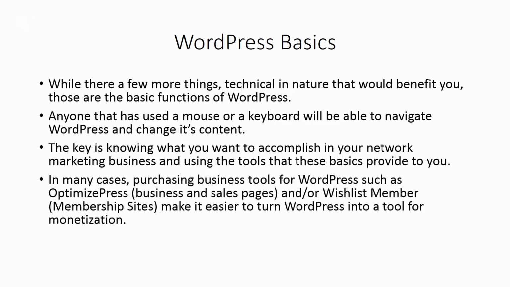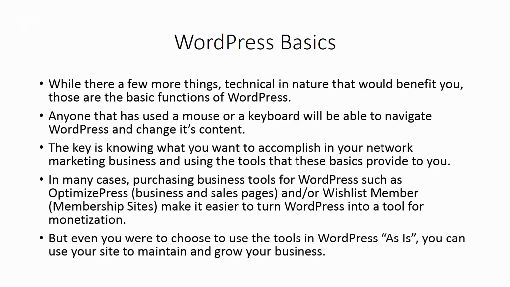Now, in many cases, purchasing business tools for WordPress, such as OptimizePress, which gives you business and sales pages, or Wishlist Member, which gives you a membership site, make it easier to turn WordPress into a tool for monetization. But even if you were to use the tools in WordPress as is, you can use your site to maintain and grow your network marketing business.